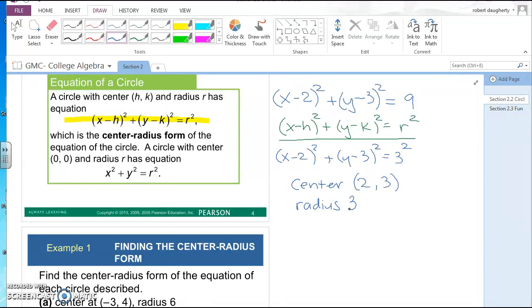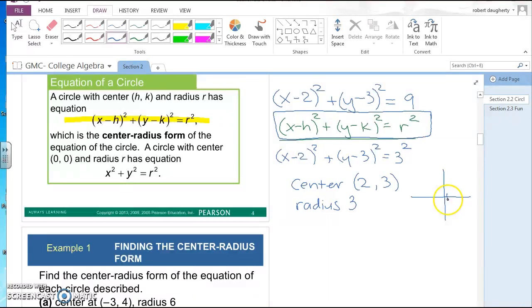One of the common mistakes people make is they say that the center is (negative 2, negative 3). Keep in mind, this formula has a negative already built into it. It's x minus h, y minus k, so the minus is built into the formula. So this circle has a center of (2, 3) and a radius of 3.